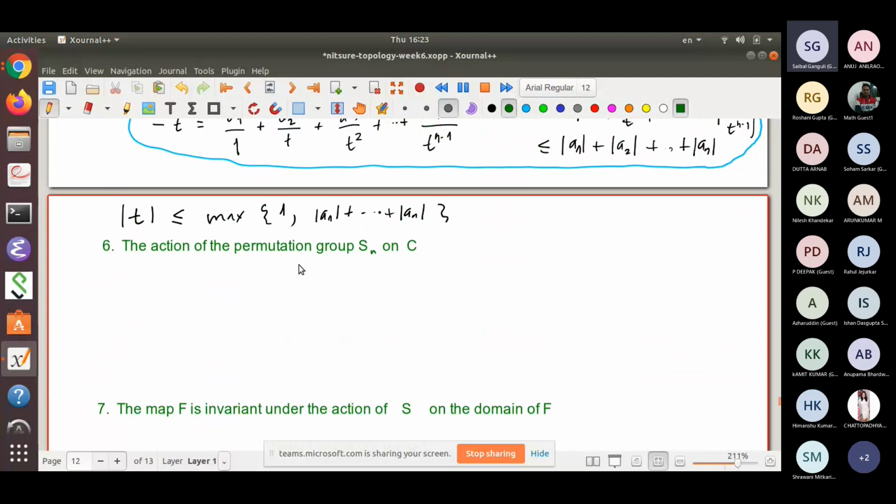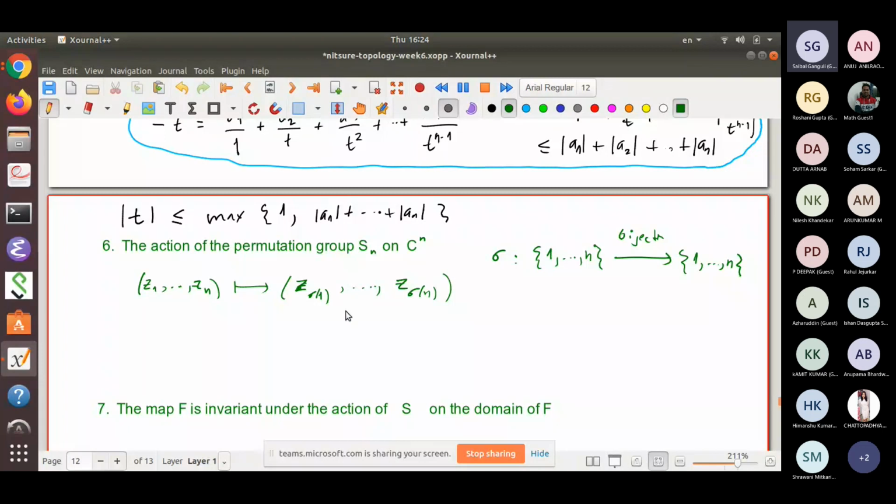So let's go on. Now let's look at the permutation action of the group Sn on Cn. What is the action? It takes any (z1, z2, ..., zn) and sends it to (z sigma 1, ..., z sigma n), if my permutation group is acting on 1 up to n. Sigma is a bijection from 1..n to 1..n. This is a permutation. So given a permutation, I can use that permutation to interchange my coordinates. So this is the action.